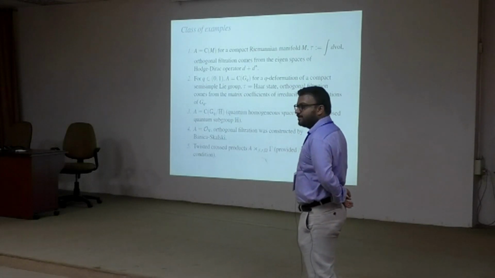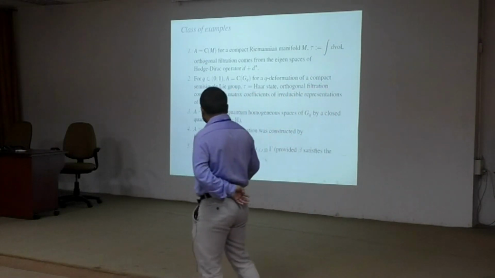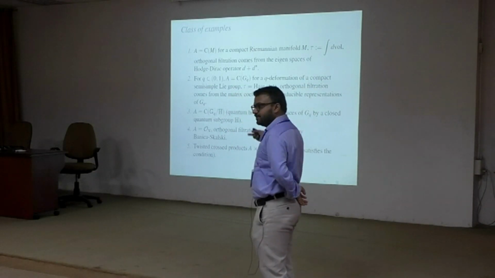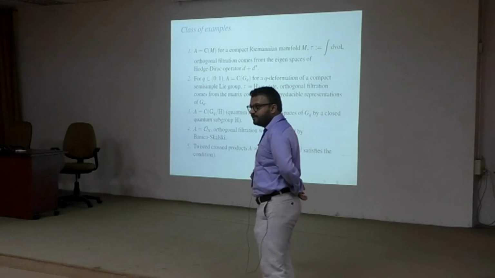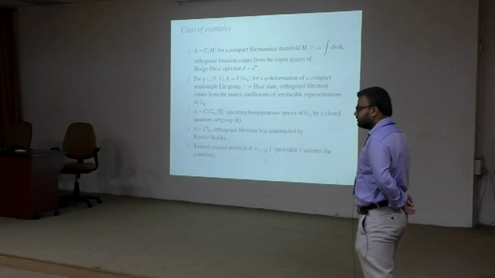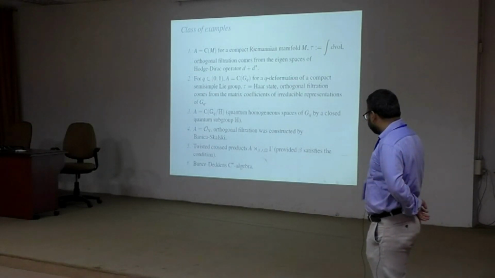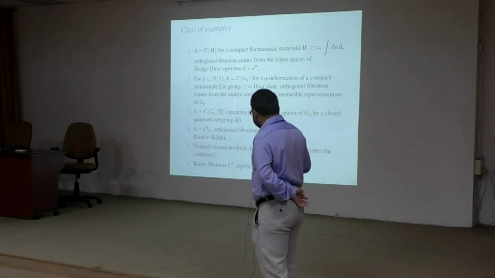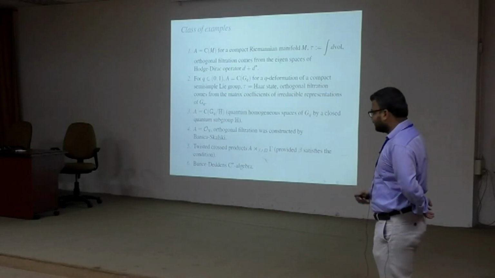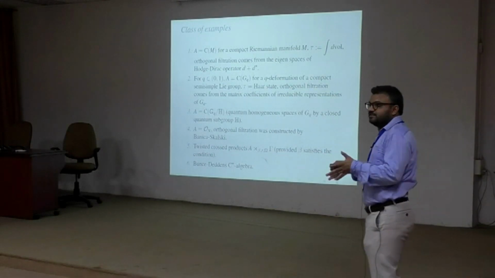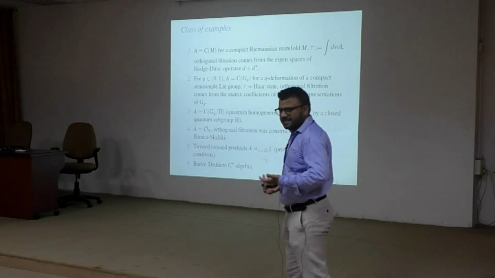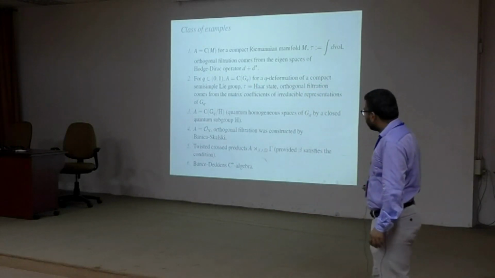Twisted cross products: if we have a cross product and we twist it by a cocycle, this will also fall in the same category provided beta satisfies the condition, because in particular if we choose the cocycle to be trivial, it should at least fall in the same category. So if beta satisfies the condition, then this will also fall in the same class. Finally, the Bose-Dedekind algebra, the sister algebra, this also falls. So we actually have a large class of examples covered by our construction. Though it works under a very restrictive condition, that restriction is not that bad. At least this list shows that.